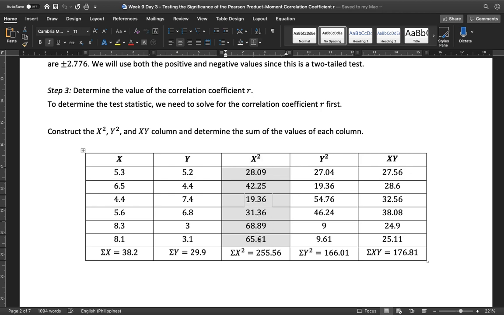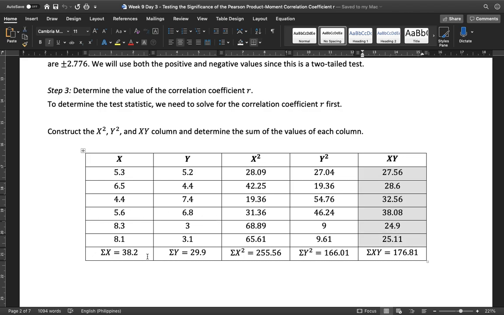Basta itong x squared na to, yun yung squared ni x's. y squared, kunin mo yung values ni y, take the square. Ito yun. Square nyo lang, yan yung mga values na yan. xy, get the value of x and y, multiply: 5.3 times 5.2, 27.56. So, ito yung mga yan. Okay?